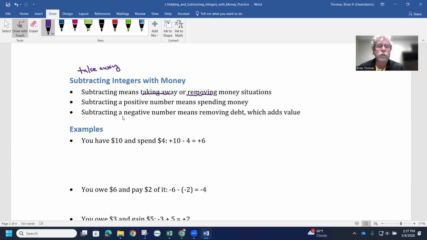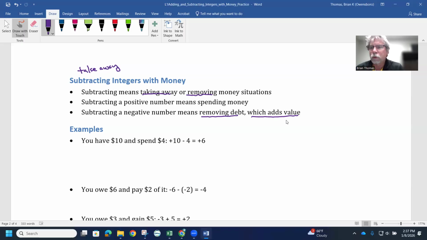Now, if you're subtracting a negative number, this means you're removing debt, which actually means you're adding value. So this is an interesting thing. If I subtract debt, if I remove debt, think about that. If you remove debt, does your value go down or does your value go up? Well, if I'm removing debt, my value actually goes up, not down.